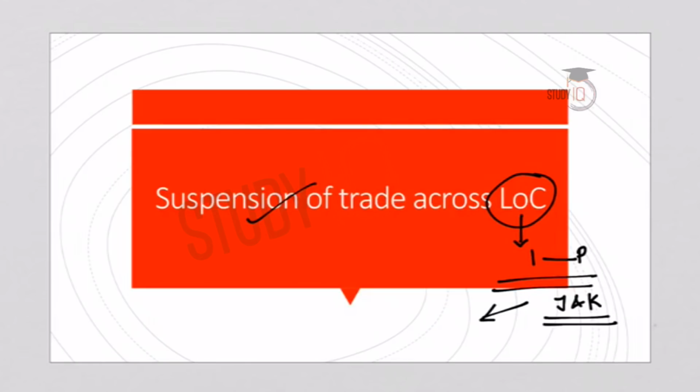If we look at current affairs, the central government has decided to suspend the trade across the Line of Control between Jammu and Kashmir and Pakistan occupied Kashmir. Based on this current affair, we will understand why the government decided to suspend the trade, what the rationale of the government was, what impact it will make on the local economies across the Line of Control, and how it will impact the India-Pakistan relationship. We will discuss all these in detail in this lecture.